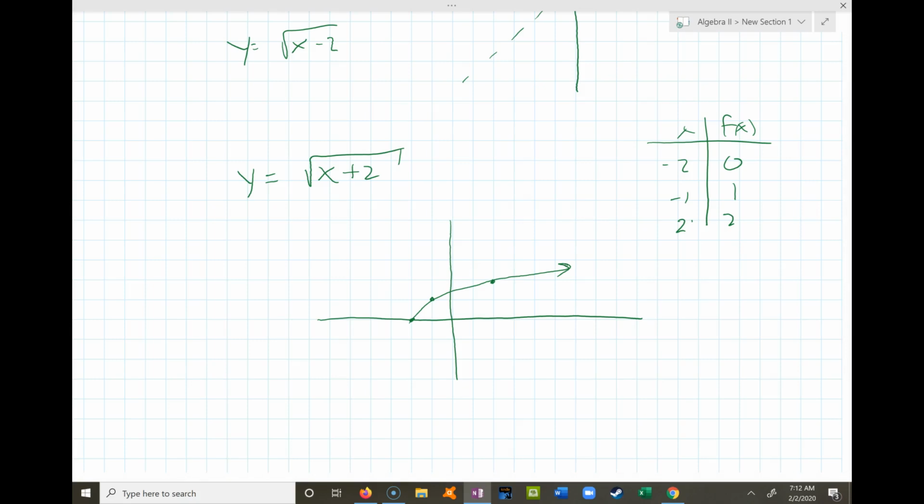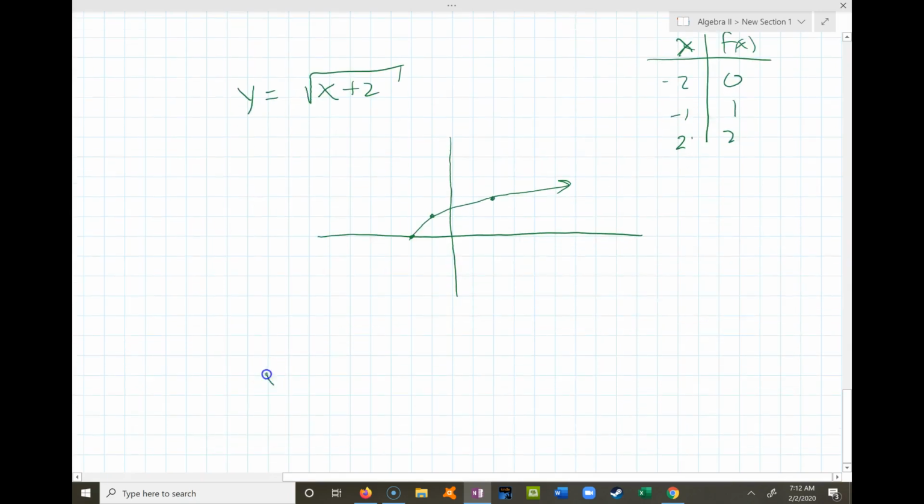So notice if we would have just went in blind, we might have been plugging in points for a while before we begin to see any kind of a shape. So again, if we did another quick one, let's say 2 times the square root of x plus 3.